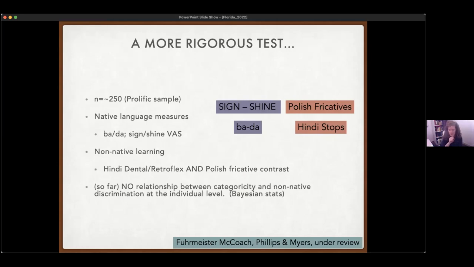So far, after 250 people, still no relationship at the individual level. So I don't think we need to abandon the perceptual assimilation model at all. I think it's still very useful for predicting these cross-linguistic differences, but so far it's not panning out at the individual level for predicting why some people end up being great non-native learners and other people don't.